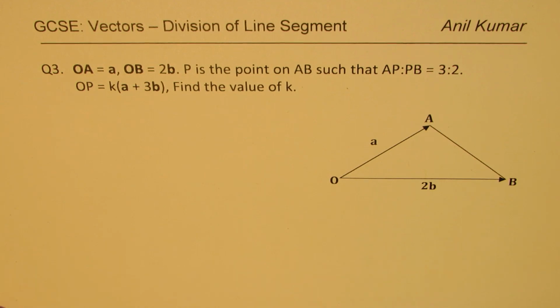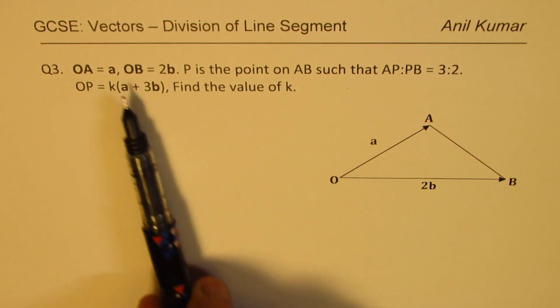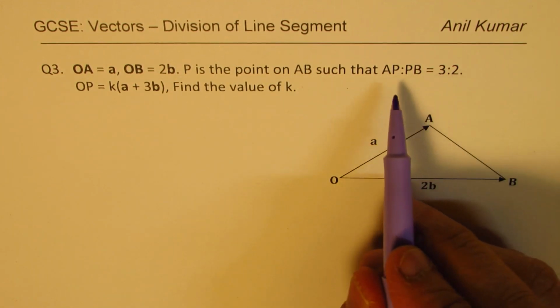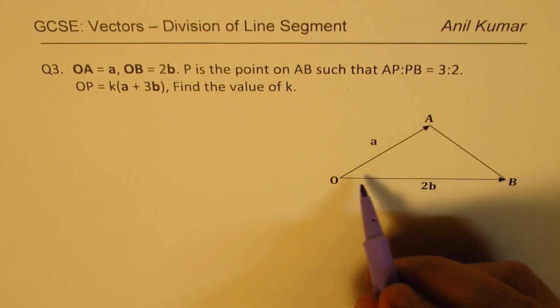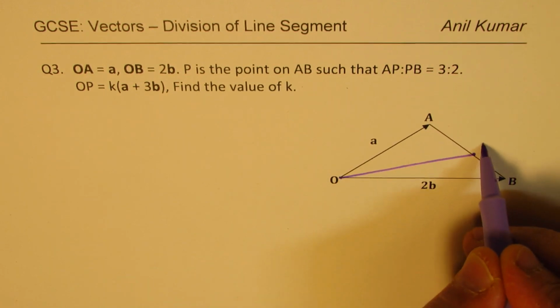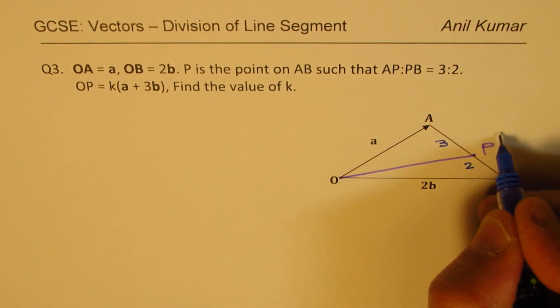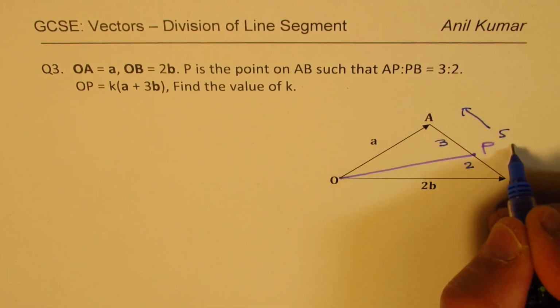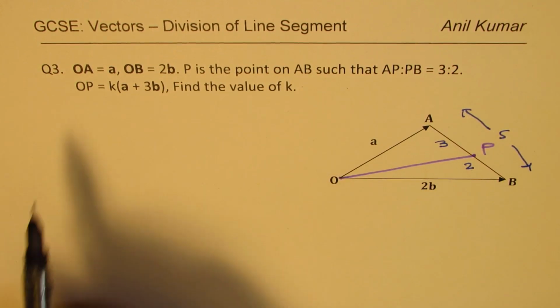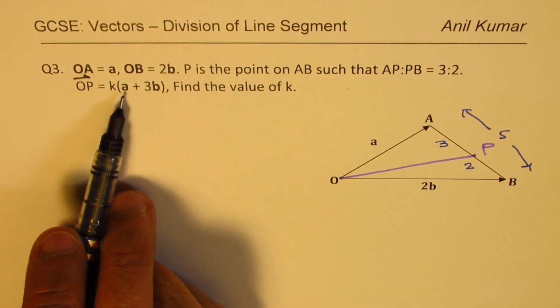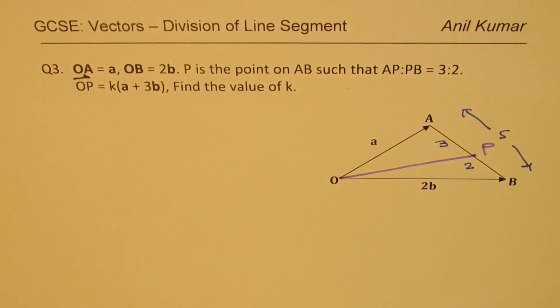Question number 3. OA is A, OB is 2B, P is a point on AB such that AP and PB is 3:2. So let's do it somewhere here. So that's your point P. And the ratio here is 3:2. So again, this total is 5, right? So this total is 5. Now, we need to find OP. We are given OP as K times A plus 3B. Find the value of K. Well, you can actually pause the video now, answer the question, and then look into my suggestions.